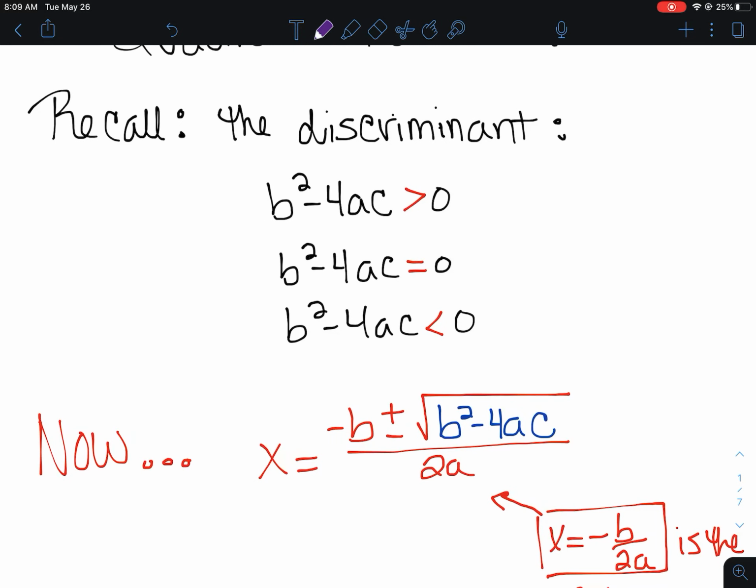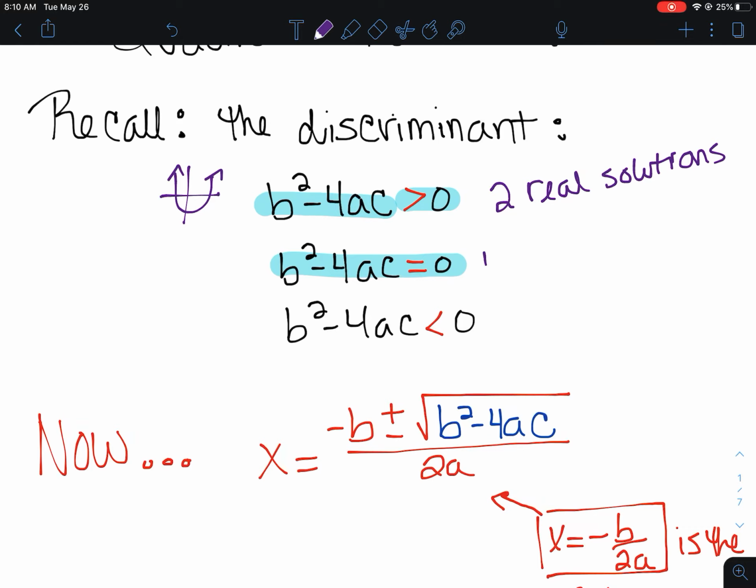So last time you guys looked at the discriminant, which is just a component of the quadratic formula. And what we looked at was when the discriminant, so b squared minus 4ac, was positive or greater than 0, that told us, remember, we had 2 real solutions. Or in essence, our parabola crossed the x-axis twice, right? When our discriminant was equal to 0, we had 1 real solution. And that meant that our parabola just kissed the x-axis and turned back around.